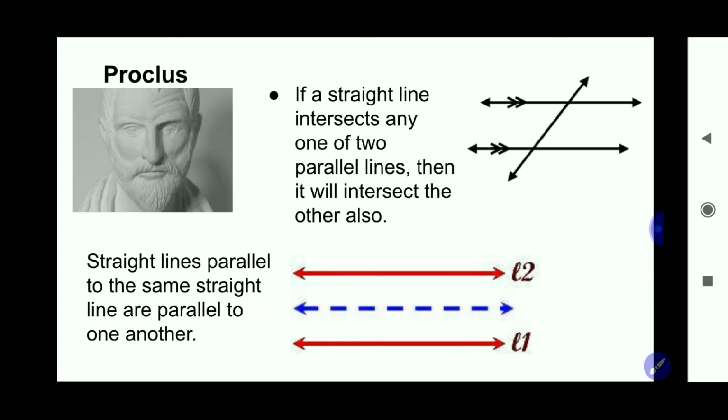One more statement by Proclus, which is equivalent to Euclid's fifth postulate. Straight lines parallel to the same straight line are parallel to one another.